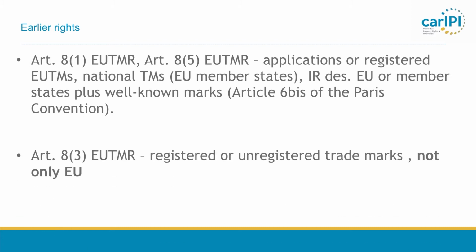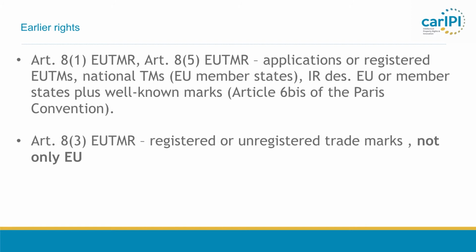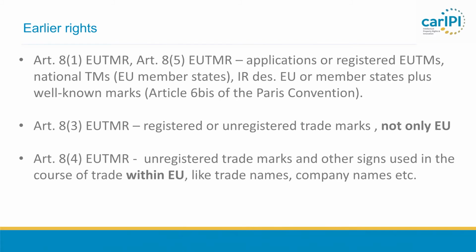And in Article 8.3, concerning the unauthorized filing by an agent, they can be registered or unregistered trademarks, and this is the only ground where trademarks from outside of the EU can be invoked. Under Article 8.4, unregistered trademarks can be invoked, the ones that are used within the EU, but also other signs used in the course of trade, such as trade names, company names.